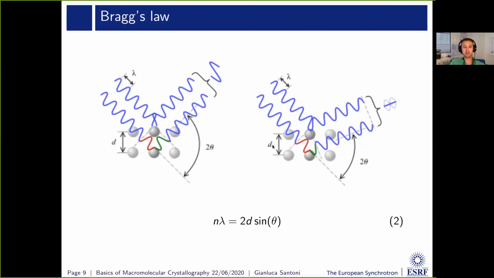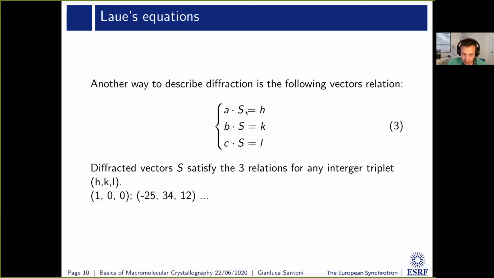So you see, we can get direct information on the distance between the crystalline planes that define a particular diffraction spot by simply knowing the incidence angle, and so the exit angle from the crystal. Another way that we can use to define the diffraction condition is by using the Laue equation.